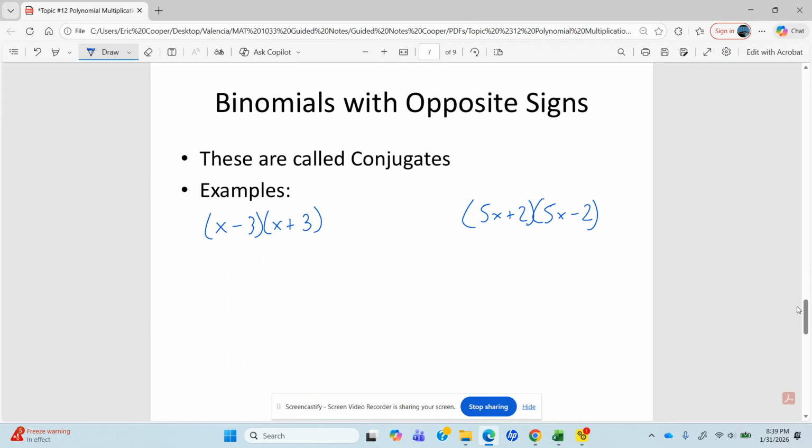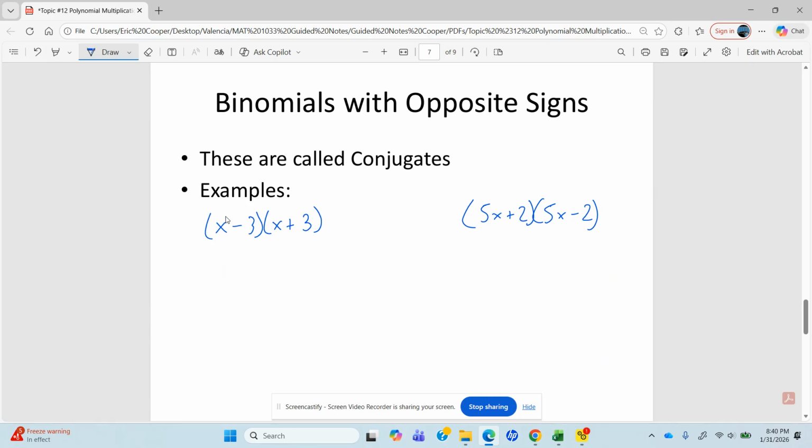What about binomials with opposite signs? So these, we'll learn later on, are called conjugates. Conjugates are just something that has basically the same insides but opposite signs. And you're going to notice, and you should be able to pick up a pattern that happens with these. Now, these are not the same as before. This is not what happens when you square a binomial. These are literally the exact same terms, except one of the signs is negative and one of the signs is positive in any order.